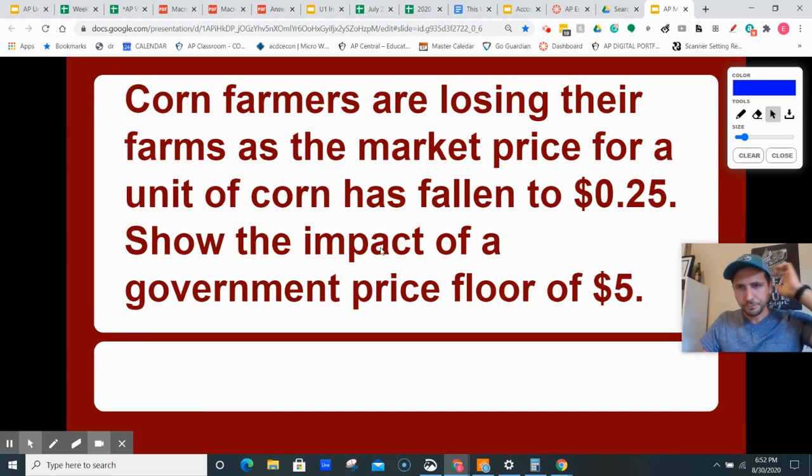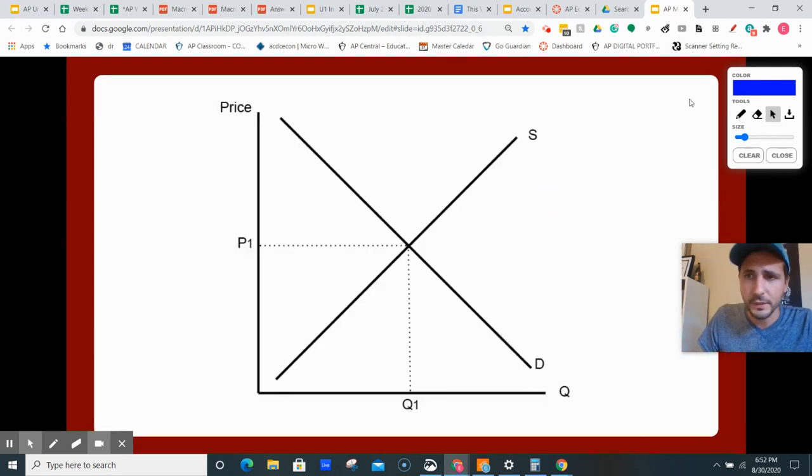Okay, let's try one out. There's a corn farmer and they're losing their farms as a market price for a unit of corn has fallen to 25 cents. That's initial market price. Show the impact of government price floor of $5. All right, let's check this out. Again, our market price is going to be 25 cents, 0.25, because they told me that's the current market equilibrium.